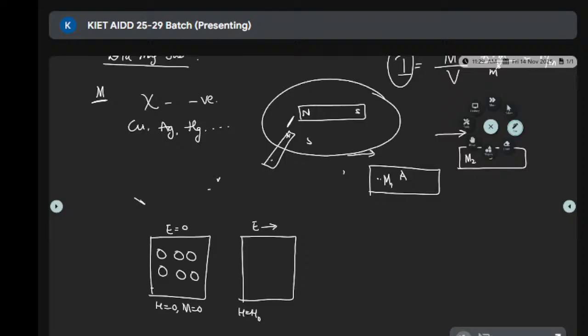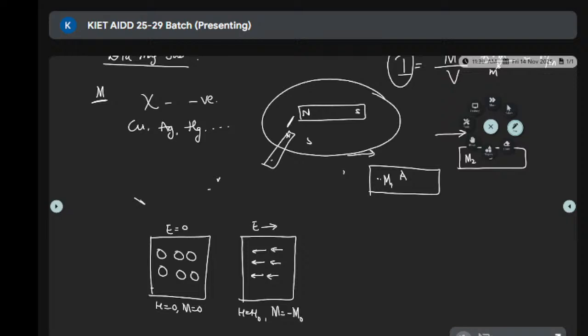See the direction of E and the dipole moment direction. Same or different? Opposite. So M will be there, but minus sign we are keeping. The dipole moment will be created opposite to the field direction. That's why we write a minus sign. Minus means opposite. So this body, if you keep it in a magnetic field, it will be repelled.